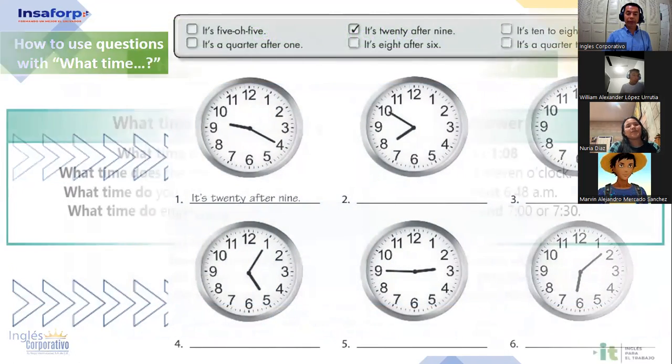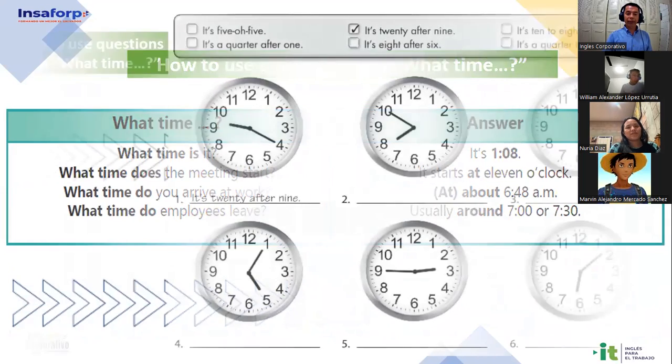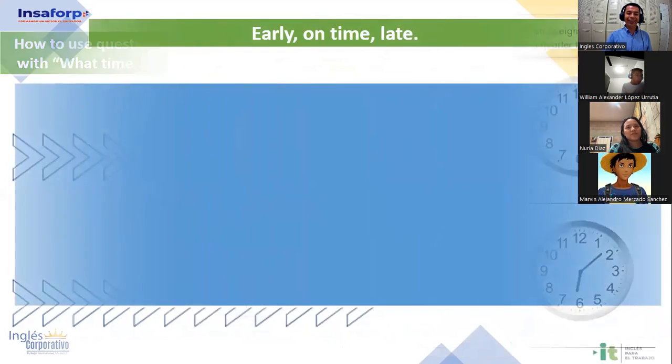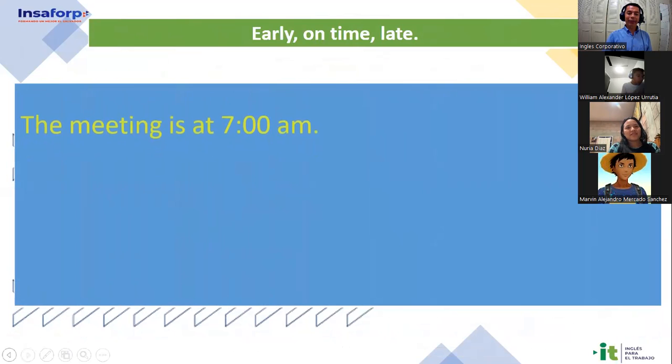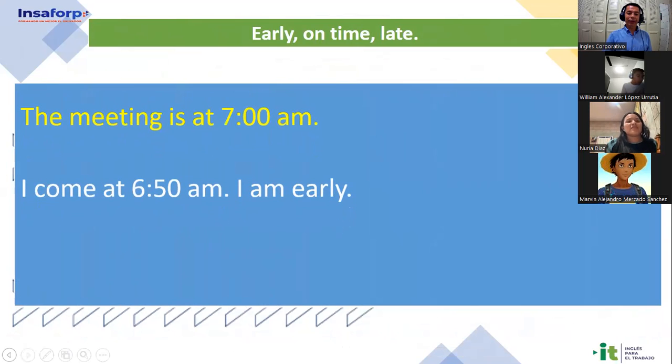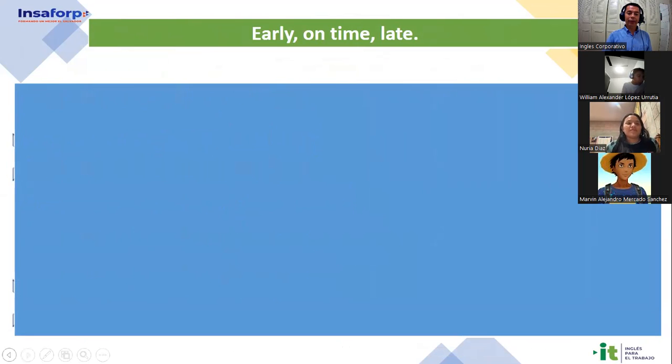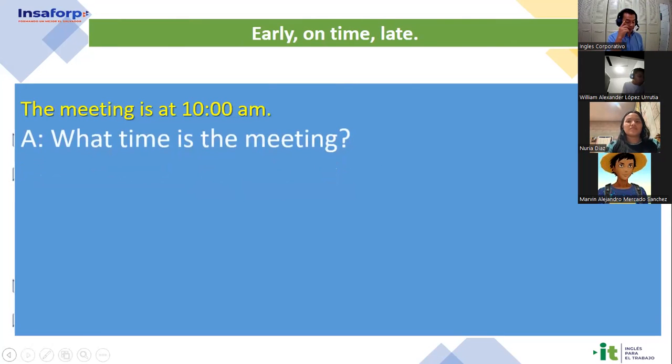Oopsie. Permítame que me pasó la mano aquí. Voy para atrás. Permítame. Ahí estamos, ¿ok? Ready? Action.